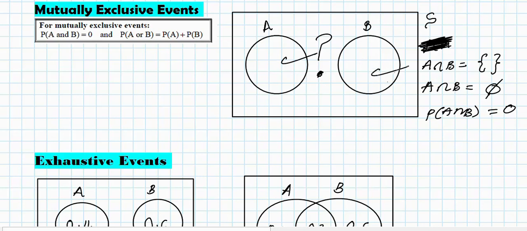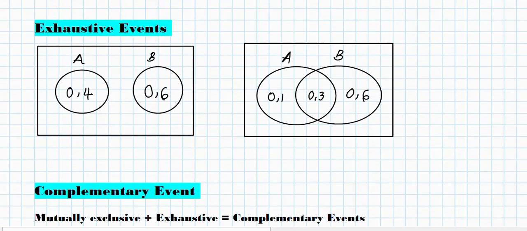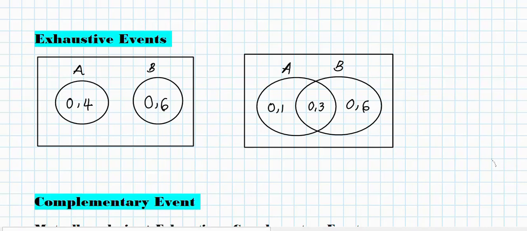It's this circle and this one. They don't join because they have no intersection. Those are mutually exclusive events. And we have exhaustive events. Now look at these two diagrams here.